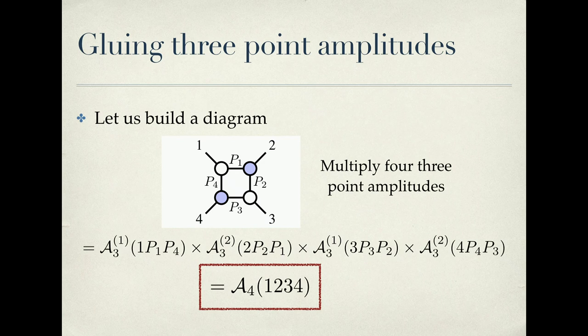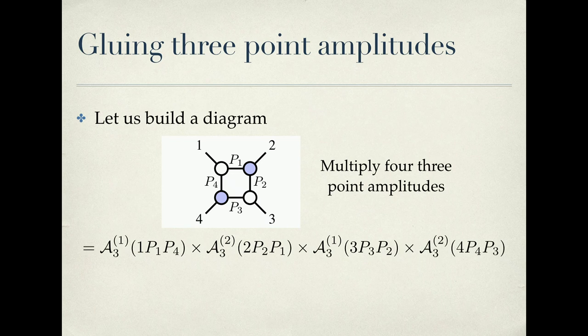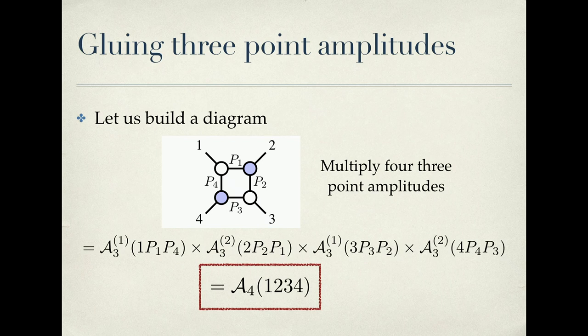I get exactly the same expression we got before for the 4-point amplitude. So the first thing wasn't much of a surprise, what we got here. This is what we expect. This is kind of a surprise. Why should the product of four three-point amplitudes give me a four-point amplitude? That naively doesn't make much sense. But it is correct, and that's the result for this diagram.